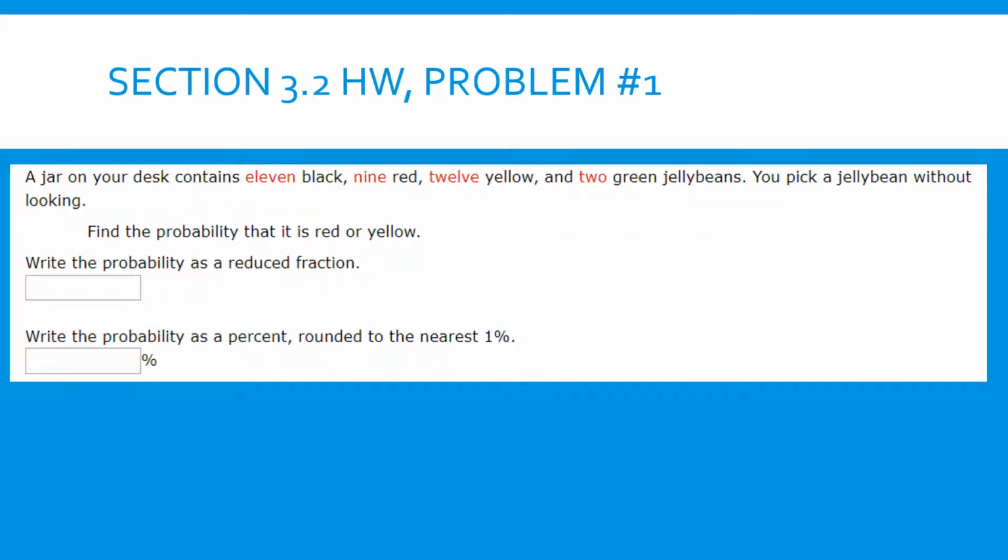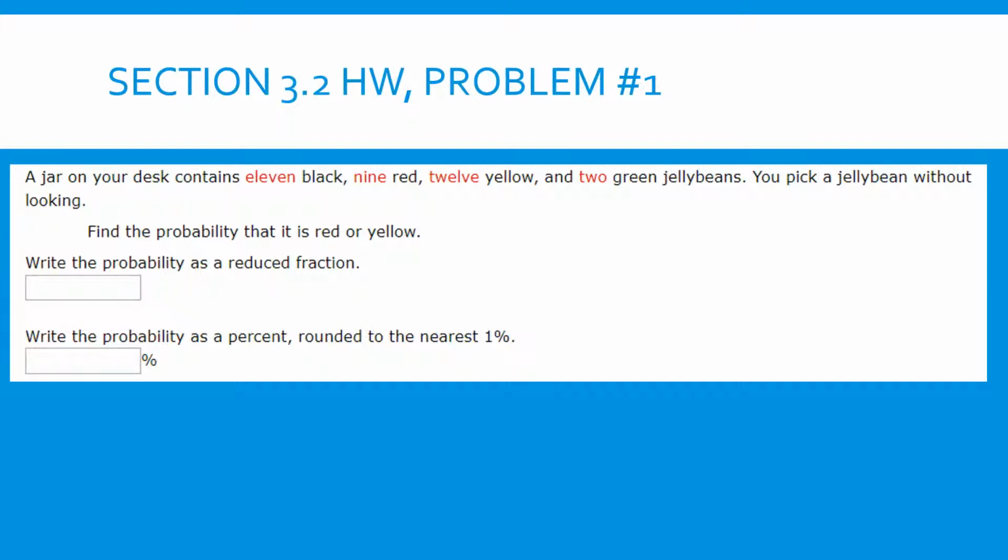Let's look at an example. This is straight off of the homework, section 3.2 homework problem number 1. It says, a jar on your desk contains 11 black, 9 red, 12 yellow, and 2 green jelly beans. You pick a jelly bean without looking. Find the probability that it is red or yellow.